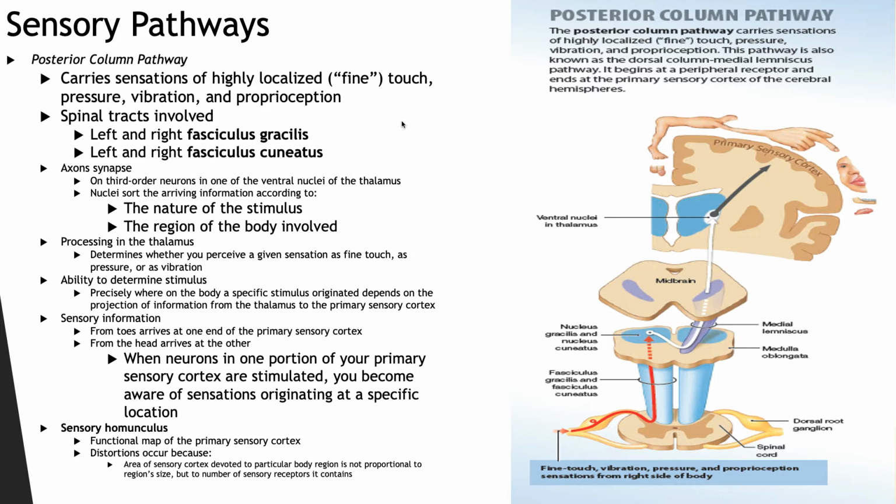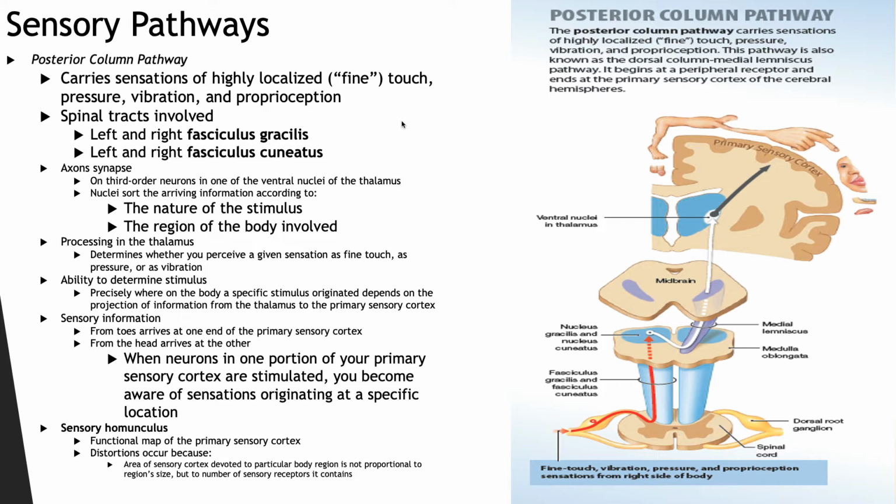Sensory information from the toes arrives at the medial end of the primary sensory cortex, and information from the head arrives at the lateral end. When the neurons of one portion of your primary sensory cortex are stimulated, you become aware of sensations originating at a specific location. If your primary sensory cortex were damaged or the projection fibers were cut, you could detect a light touch but would be unable to determine its source.